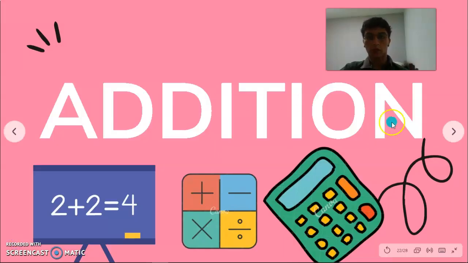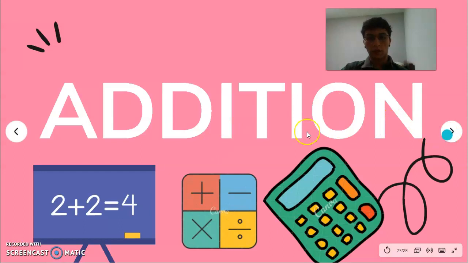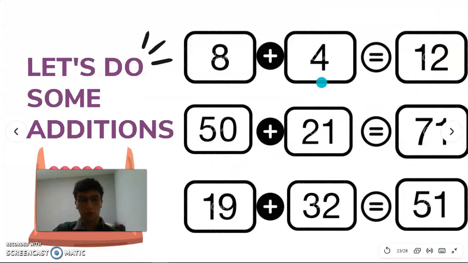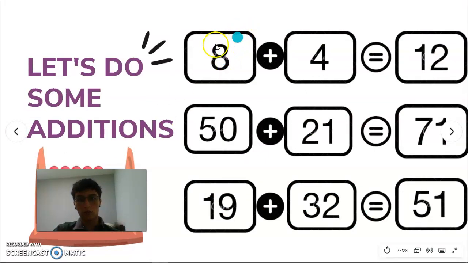So the addition, la suma. Here we have some examples. We're going to start with this. That is 8 plus 4, this is the plus symbol. 8 plus 4 is equal to 12. This is the equal sign, and this is the plus symbol. Here we have some examples. 8 plus 4 is equal to 12.